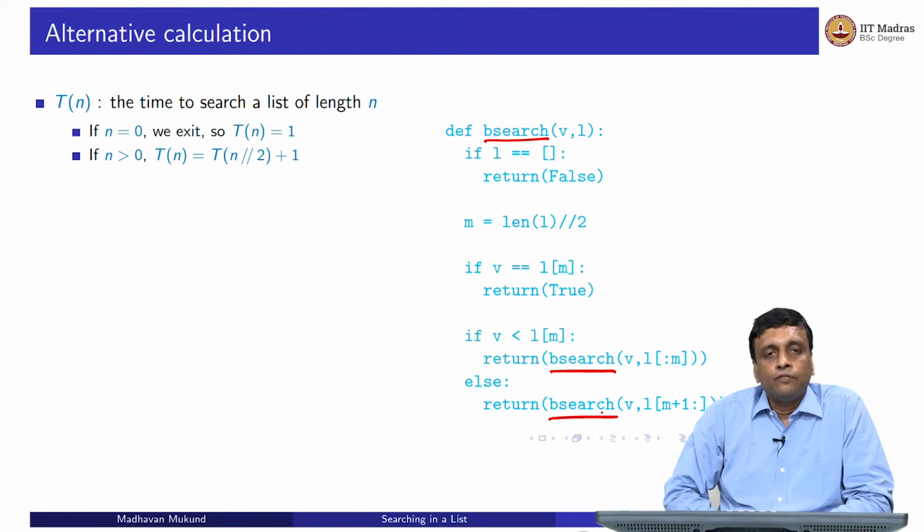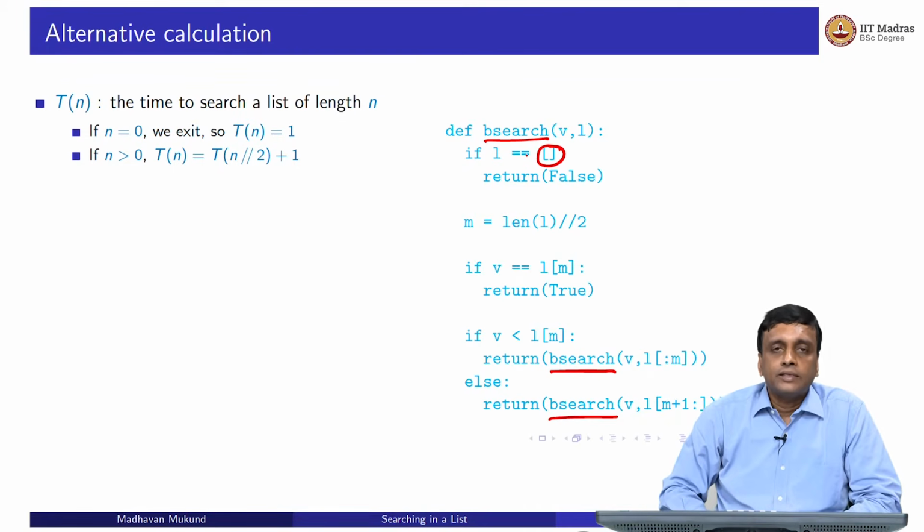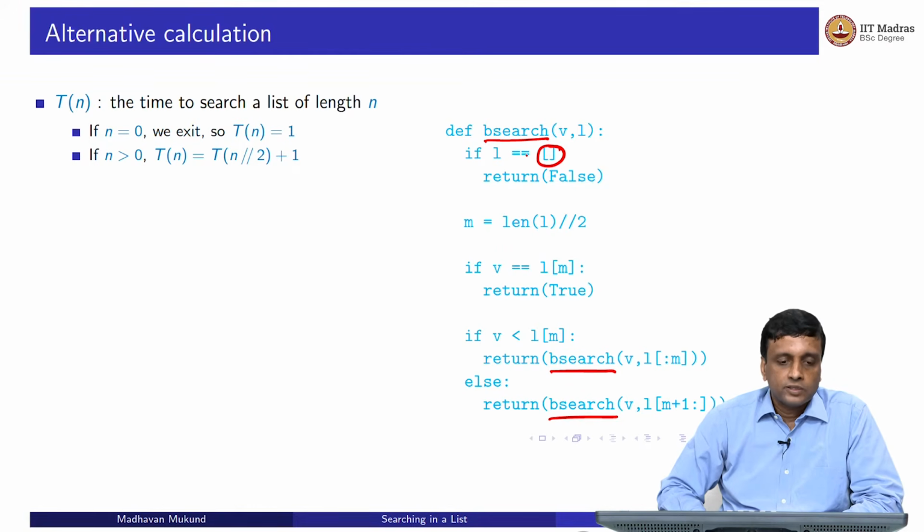So let t of n, as we normally say, be the time it takes to search a list of length n. So we have two cases, right? If the length is 0, if it's an empty list, then we just check and leave. So this is one basic operation, checking whether the list is empty or not. So in one step I get my answer, which is always false.